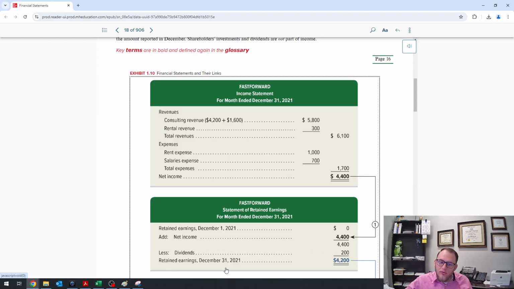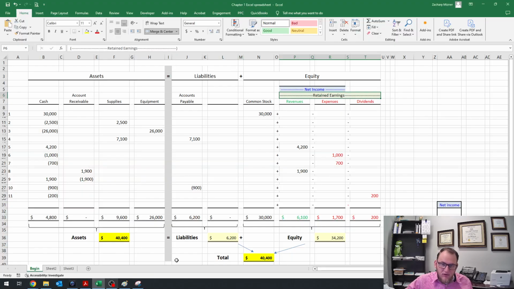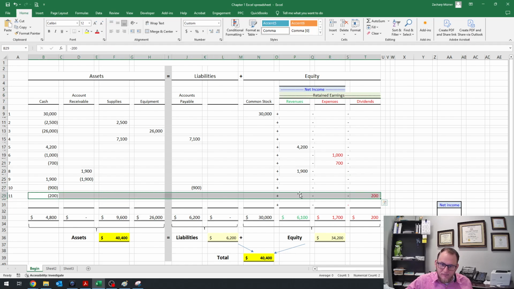And so our total retained earnings at the end of the year, in this case at the end of the month, for the month ended December 31st, is $4,200. And again, that was our net income that we just calculated here. And we subtract our $200 of dividends, which was a dividend paid out for $200 right here.